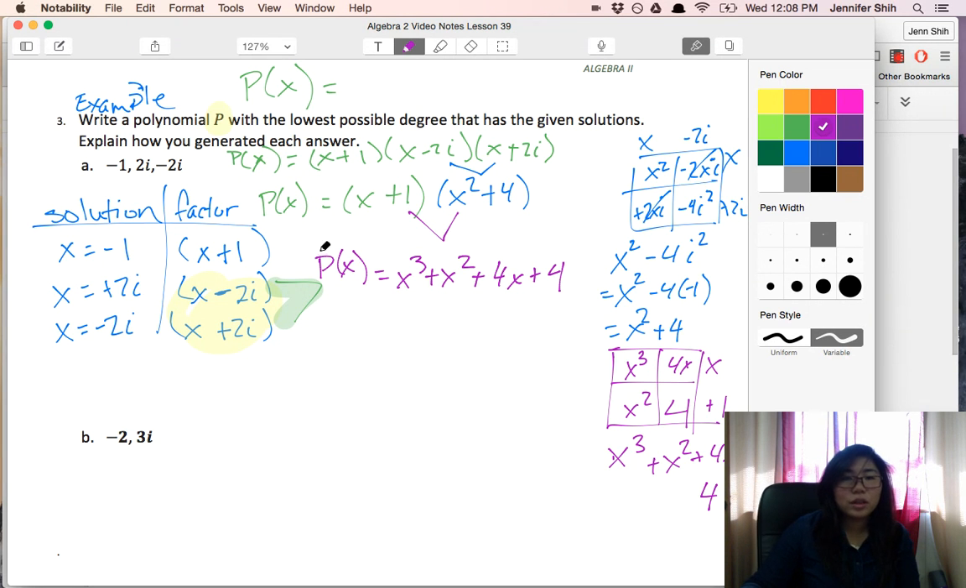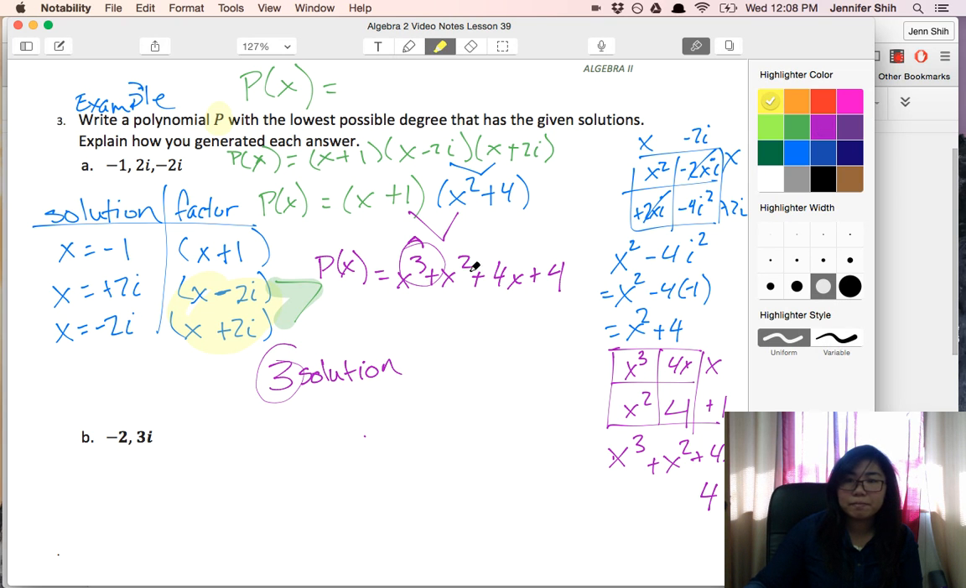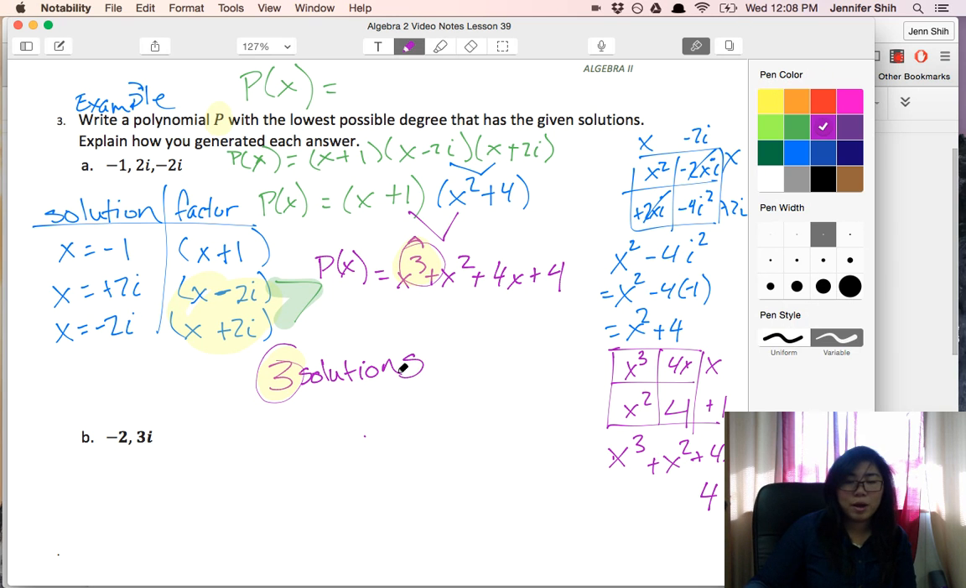Awesome. So this is our polynomial with the lowest possible degree. So the lowest possible degree is a degree of 3, and we have 3 solutions. Coincidence? 3 solutions, and x equals the 3? Coincidence? I do not think so. 3 solutions to the power of 3.